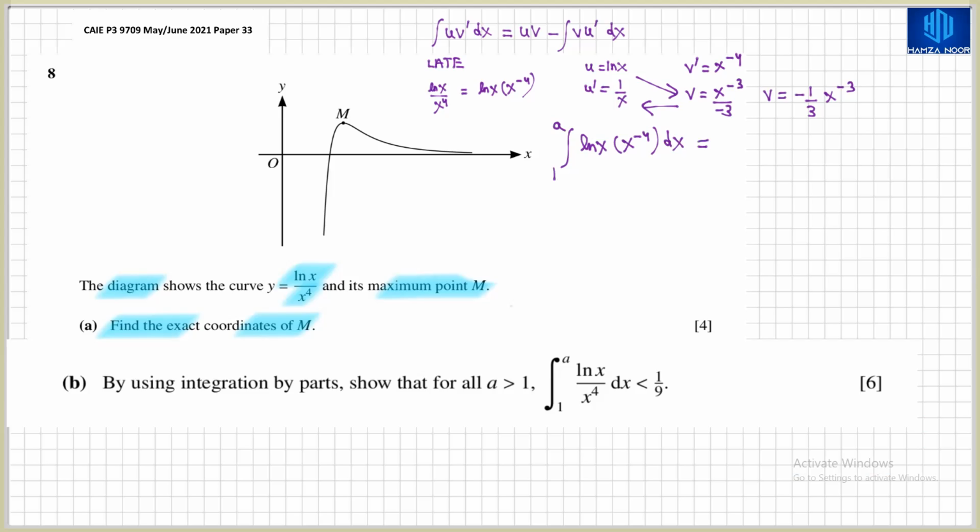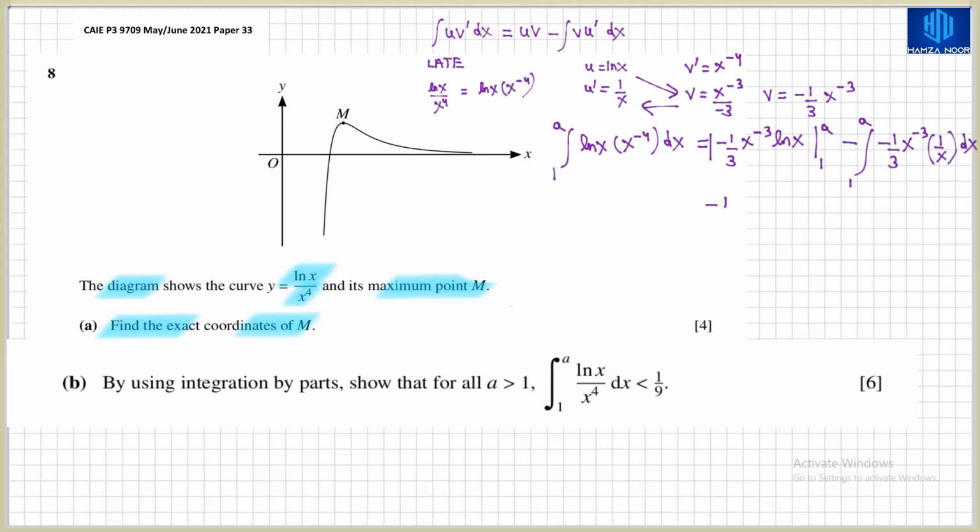what we get is uv minus the integration of v u dash, which means minus 1 over 3 into x raised to the power minus 3 multiplied by ln x. This is integrated with upper limit a, lower limit 1, minus the integration of minus 1 over 3 multiplied by x raised to the power minus 3 multiplied by 1 over x with respect to x. And this is supposed to be integrated with upper limit a, lower limit 1.